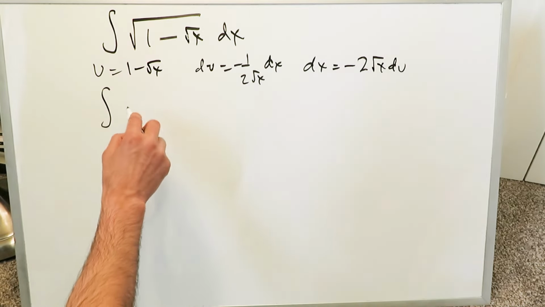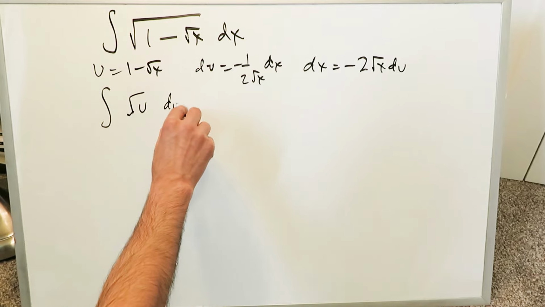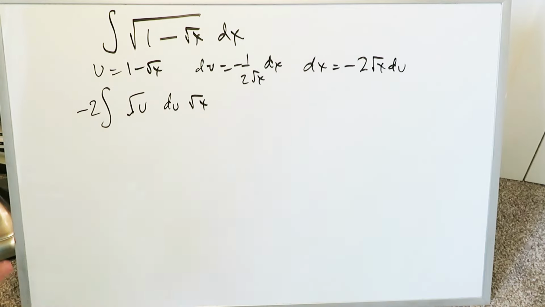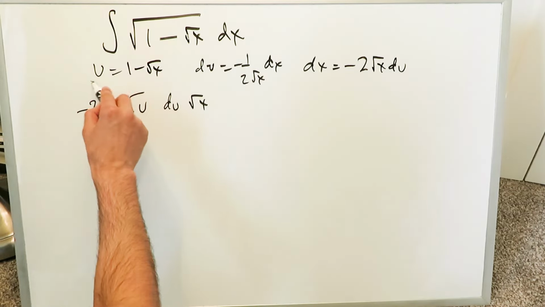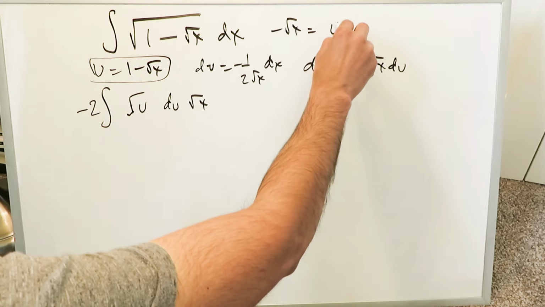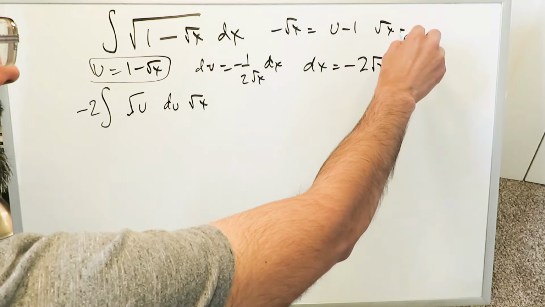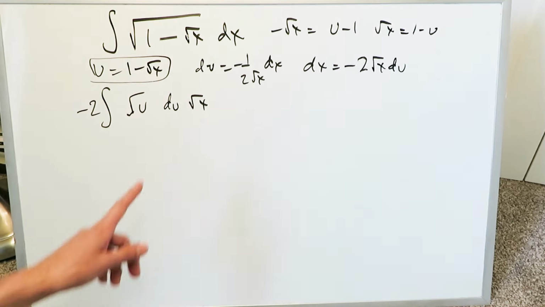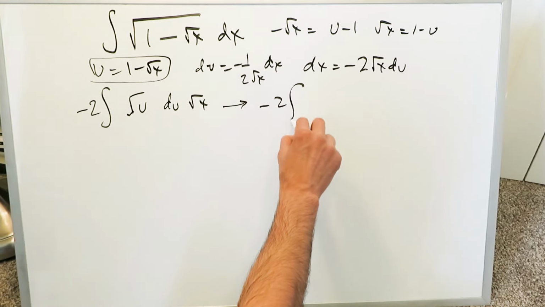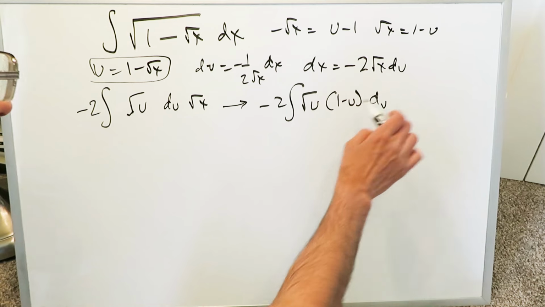You're basically looking at root u, and then you have a du, but then you have a minus 2 and a root x. Everything has been brought into play. Look right over here at this particular equation: minus root x is equal to u minus 1. That's exactly what you have. Root x is equal to 1 minus u. You're going to bring that into play right over here. All of this will become minus 2 integral root u times 1 minus u du.